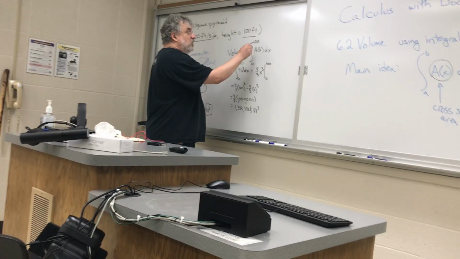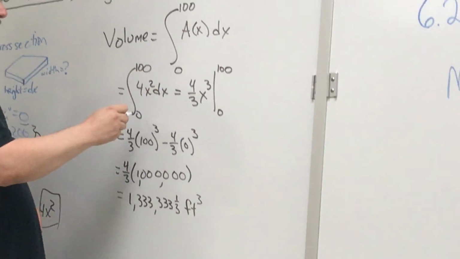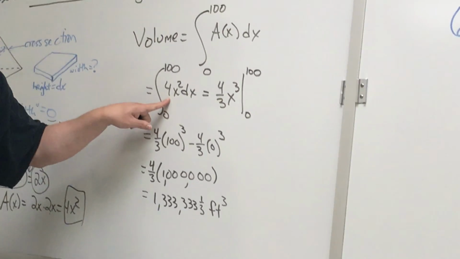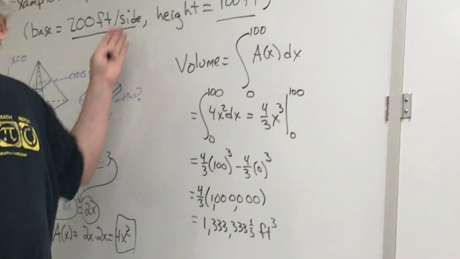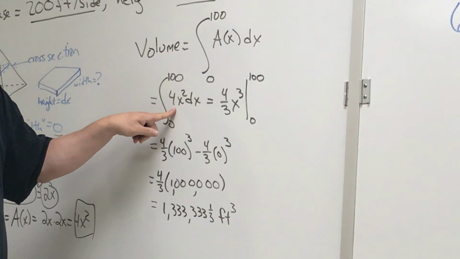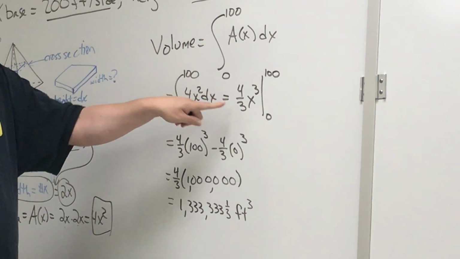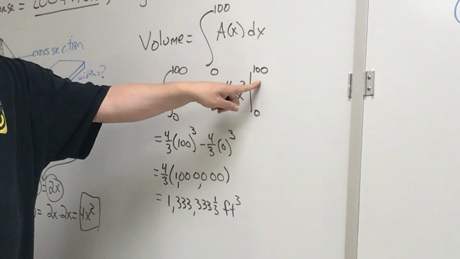Plug those into our integral. 0 to 100 here, A(x) dx. Plug the 4x squared in here and integrate. Now if you recall, integrating a 4x squared, the 4 doesn't matter, we keep the 4 as a multiple. The x squared becomes 1/3 x cubed. Remember your integration techniques. And so we have 4/3 x cubed going from 0 to 100.